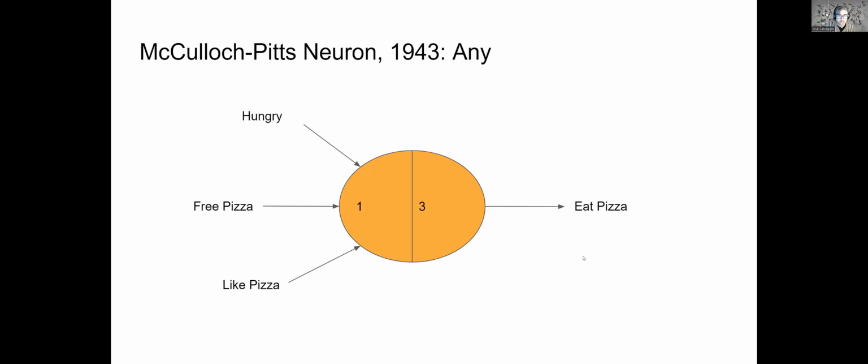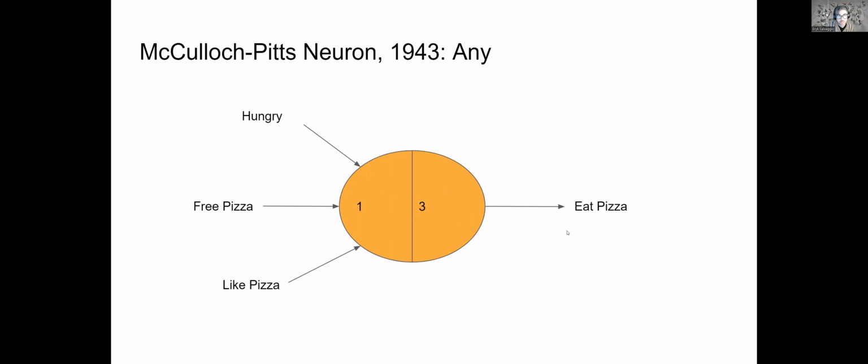And your threshold might be 3. But actually, all three of these things are true. You're hungry, there's free pizza, you like pizza. So you only needed one of these to be true, but three of them are true. So you're definitely going to eat that pizza. This makes sense?